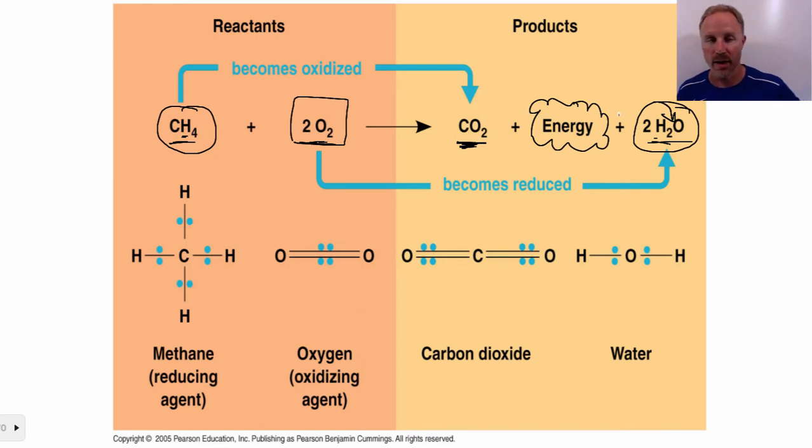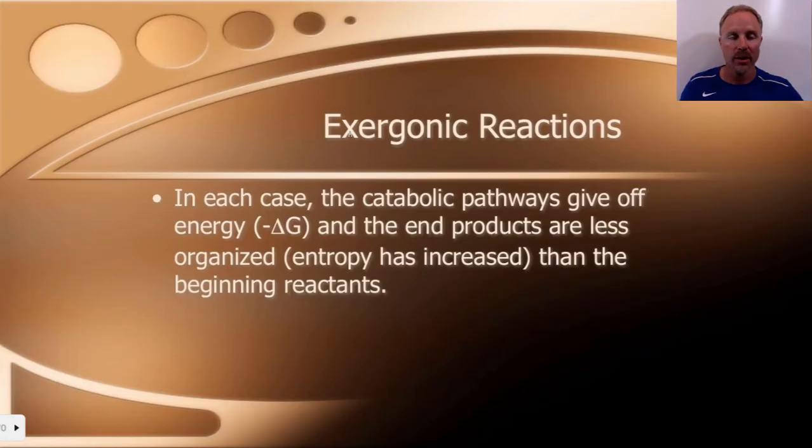Okay, so whatever it is that becomes oxidized, the oxidizer here, in the case of oxygen, is going to strip these electrons. It becomes reduced. So that's a general redox reaction. So in each of these cases with catabolic types of reactions, we say that the delta G is negative. It's an exergonic type of reaction, and we can say that the end products are less organized than the beginning products, or the end products are less organized than the reactants.